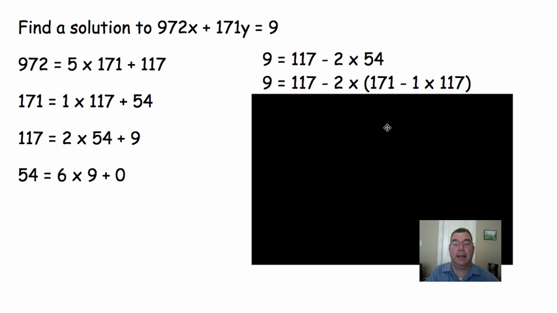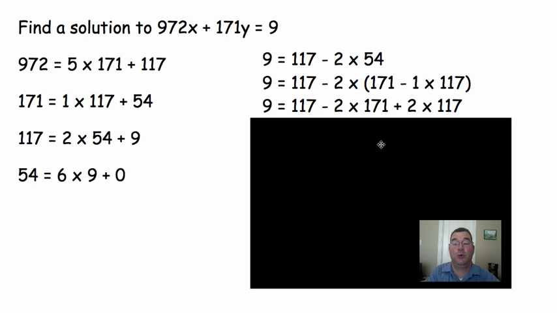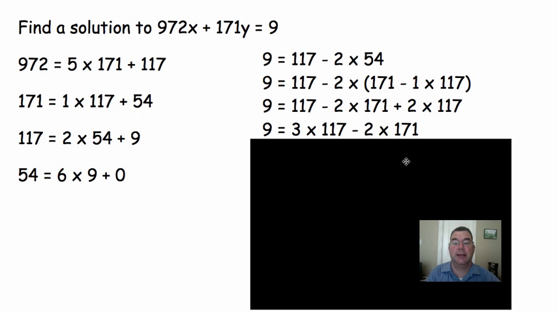Okay? And just like in the last example, I've got that negative 2 sitting out front, so it will be distributed to both terms inside the parentheses. So the 171 will become negative 2 times 171, and the negative 1 times 117 will become positive 2 times 117. And again, we've got some terms that can be collected. I've got 117 here, and I've got 2 of them over here. So I'm going to collect them and make 3 times 117 minus 2 times 171. Okay, and that's as simple as I can write that.